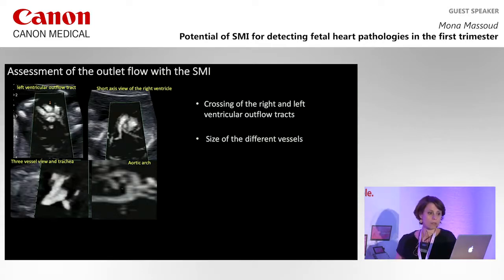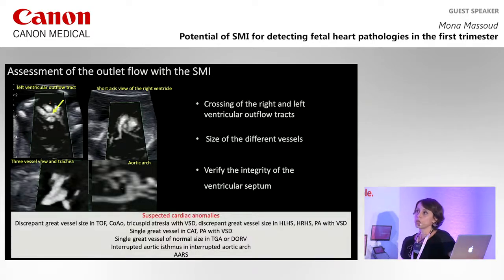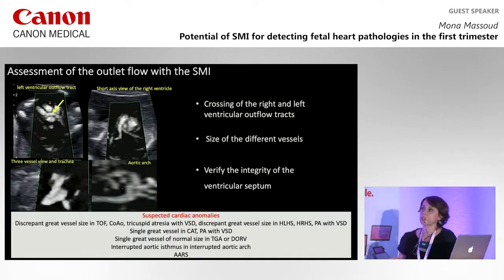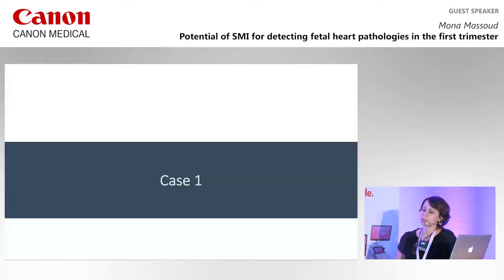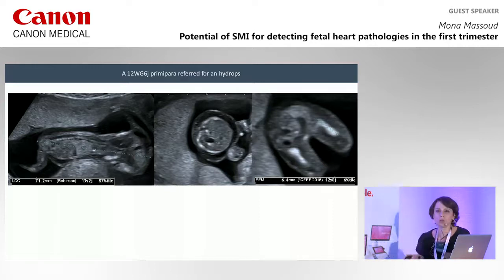We can check the size of the different vessels and verify the integrity of the ventricular septum in these views. So we can suspect all these cardiac anomalies just seeing these views of the outlet flow. So if we take some examples, because I'm not going to give you a catalog of all the anomalies that we can suspect and see diagnosed during the first trimester.